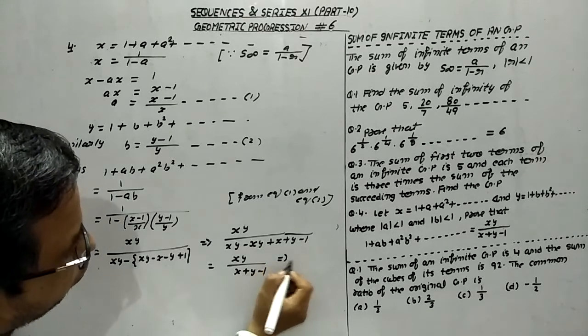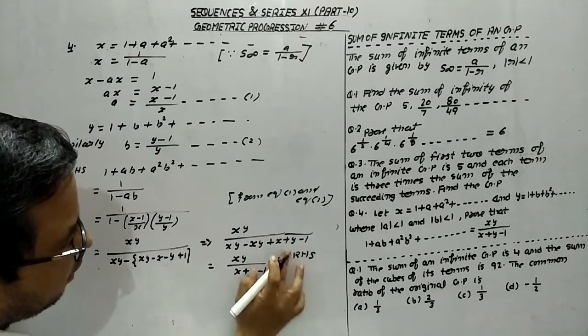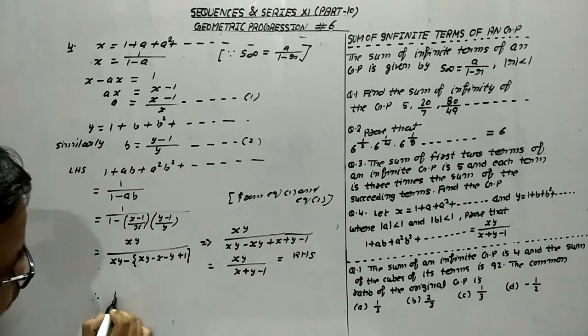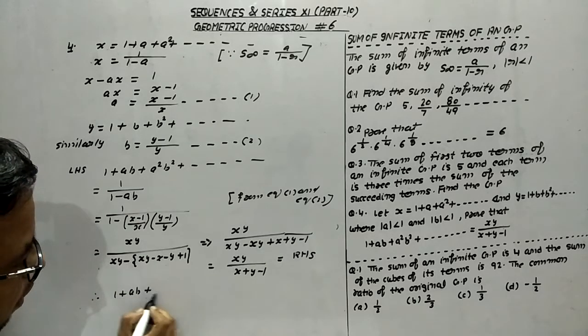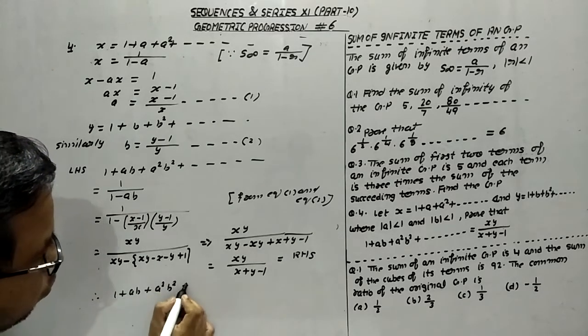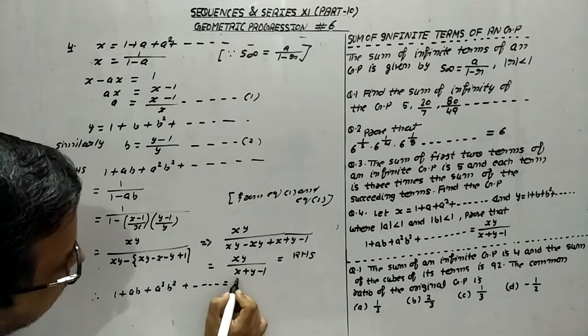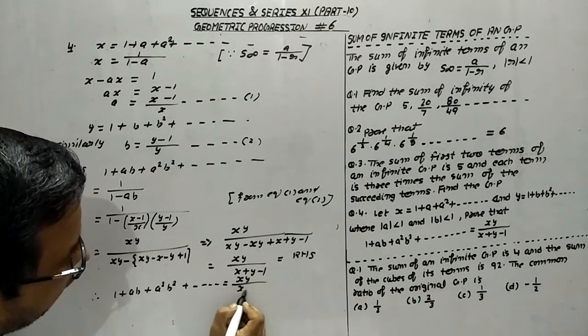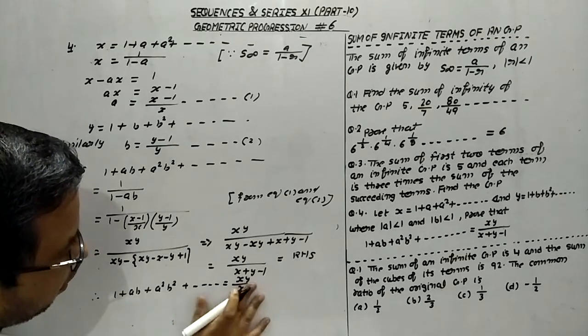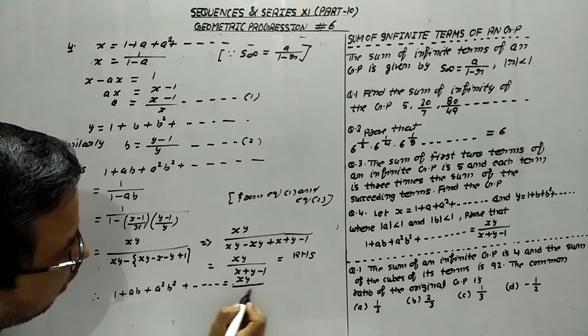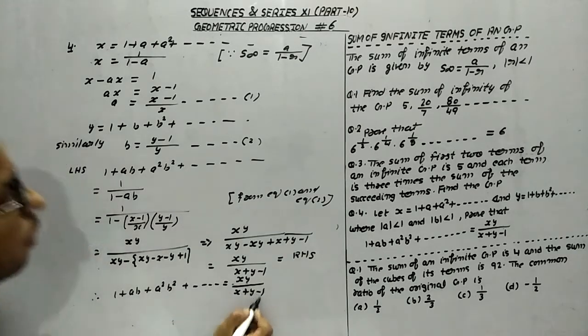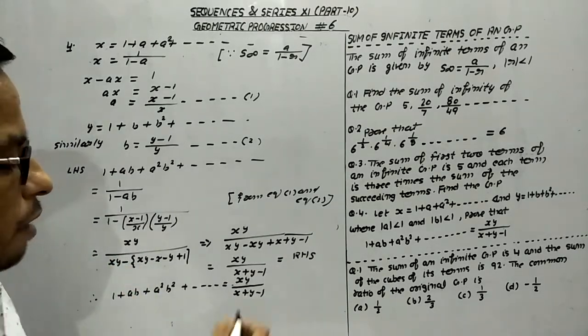Therefore this is equal to the right hand side, and ultimately we can say that 1 plus ab plus a square b square plus and so on up to infinity is equal to xy upon x plus y minus 1. And this is the answer.